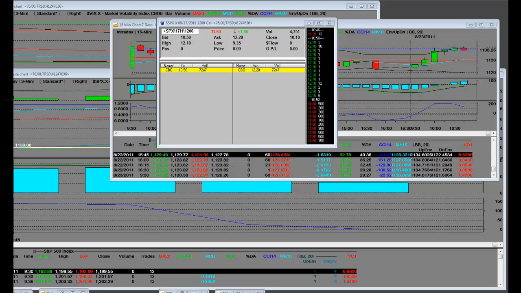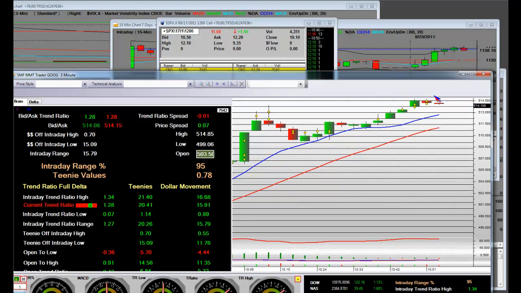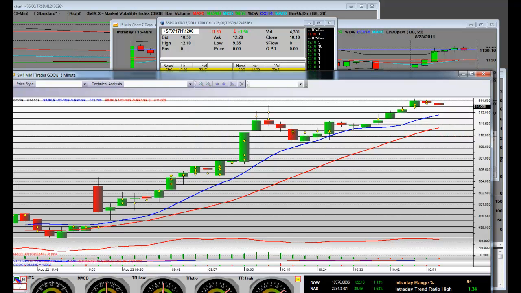On the which put? 515 put. Oh, on Google? Is that a weekly? Mm-hmm. Wow. Let's take a look at Google while we keep the S&P in the background. Oh, you have a little contraction. Look at those breakouts today. This is what stocks haven't been doing.